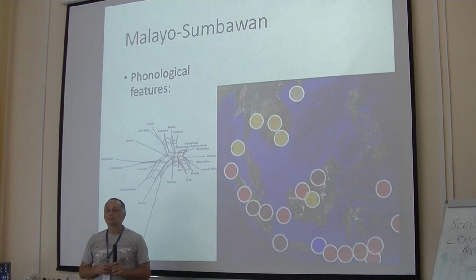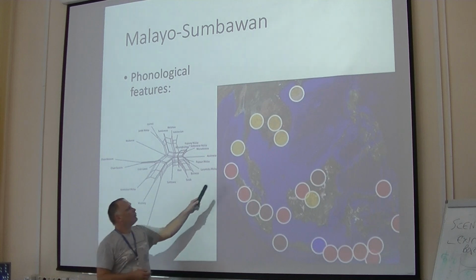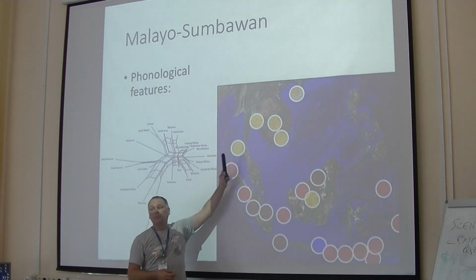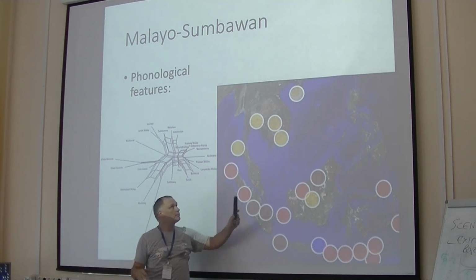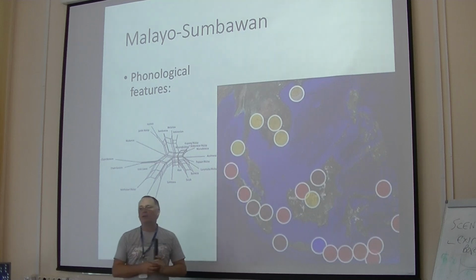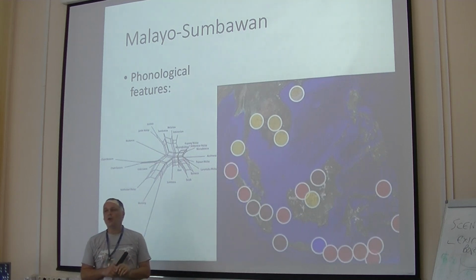We have some Malayic languages, some Chamic languages. They belong to different subgroups. Phonologically, they're forming a coherent cluster. Why might that be? They are located close to each other and geographically adjacent.